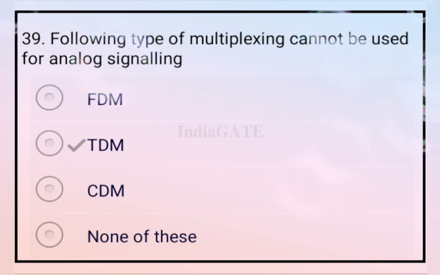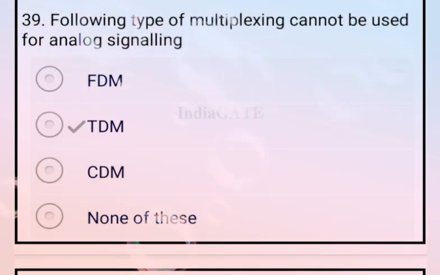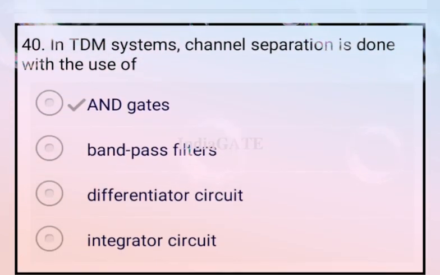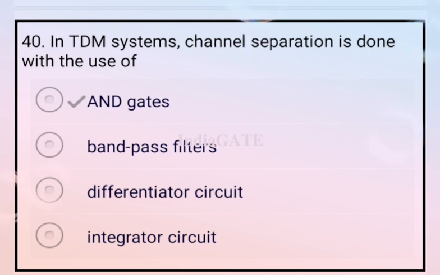Next question, following type of multiplexing cannot be used for analog sampling? So correct answer is option B, that is TDM. Next question, in TDM system channel separation is done with the use of? So correct answer is option A, that is AND gate.